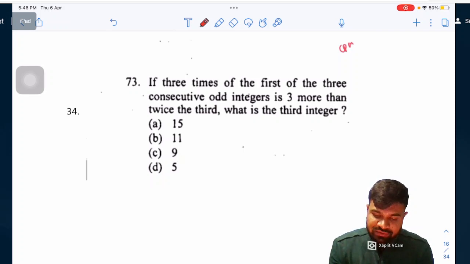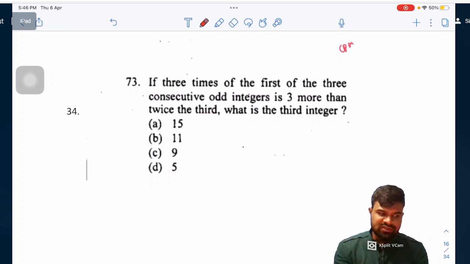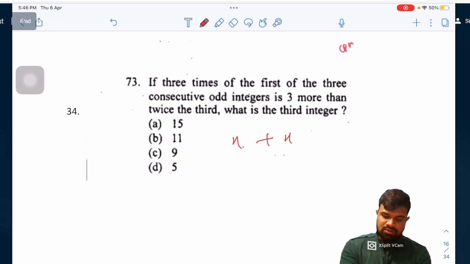If three times the first of three consecutive odd integers is three more than twice the third, what is the third integer? So this is how you do it. Let the first of the three consecutive odd integers be x.